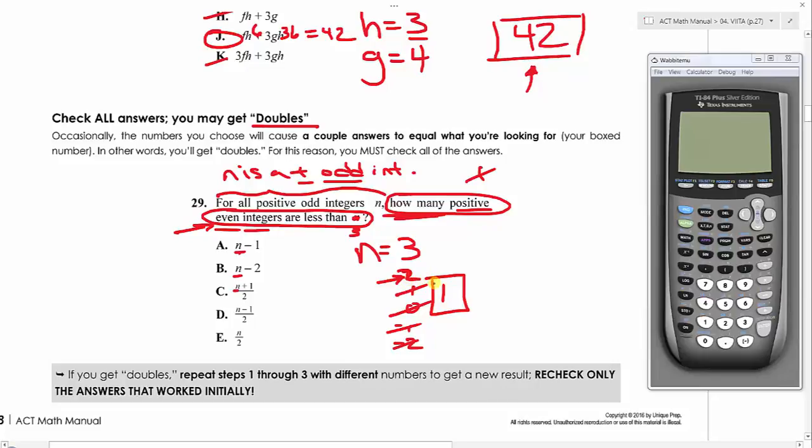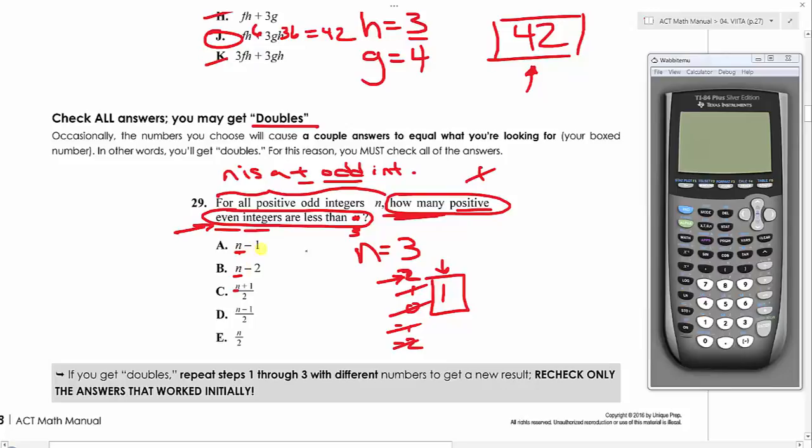The number 2 is the positive even integer less than 3, but that means we only have one number that is a positive even integer less than 3. So we're looking for 1 here. There is 1 positive even integer less than 3.